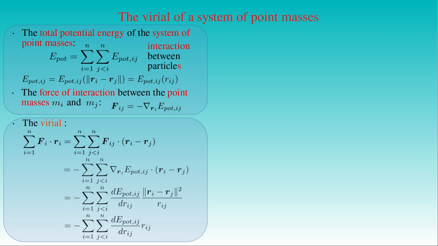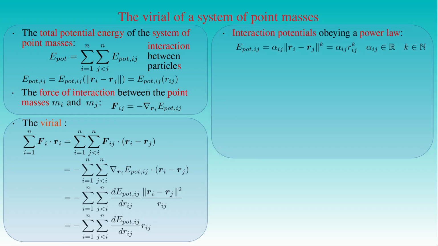The potential energy of the interaction between the point masses mi and mj normally obeys some power law of the distance between the particles, that can be written as some real constant alpha sub ij, times the distance R sub ij between the point masses to the power of k, where k is an integer.